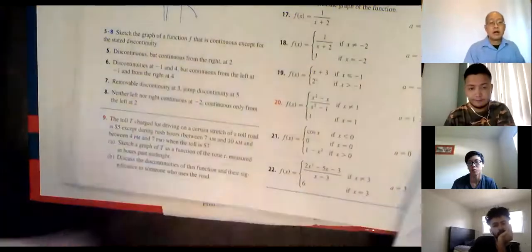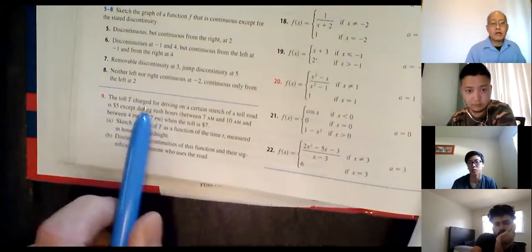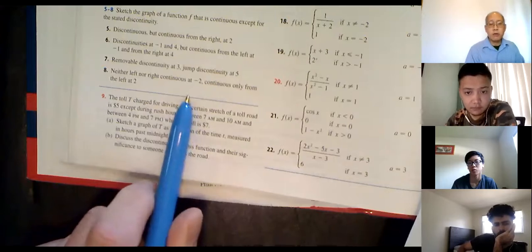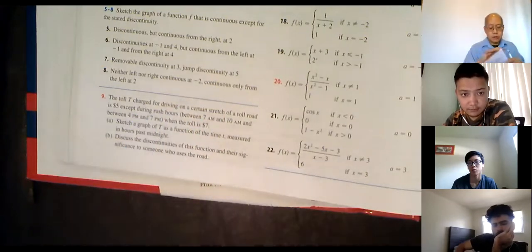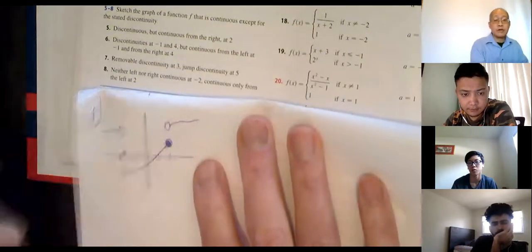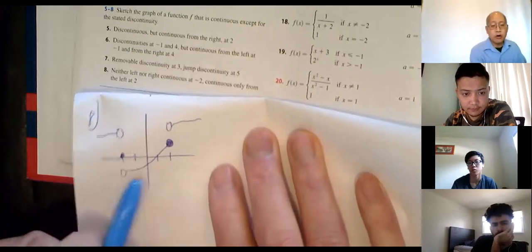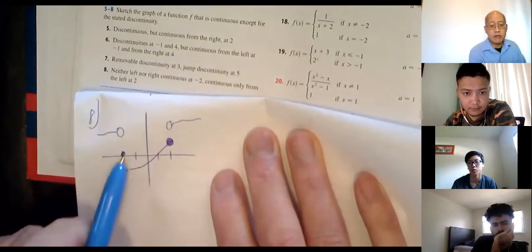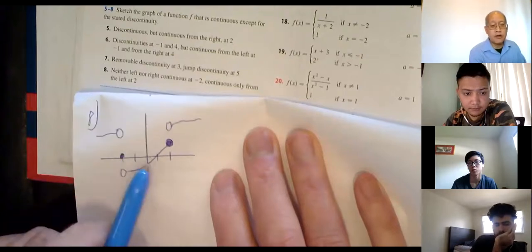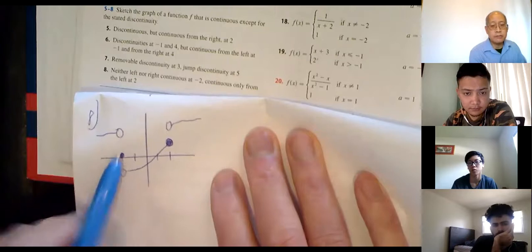Okay. And then number 8, neither left nor right continuous at -2, continuous only from the left at 2. Okay, so let me try to fold the paper again so I can show you all of that. At -2, not continuous either from the left or from the right. So I'll just have a function value that's somewhere else. I don't reach the function value either coming from the left or coming from the right. So neither left nor right continuous at -2.